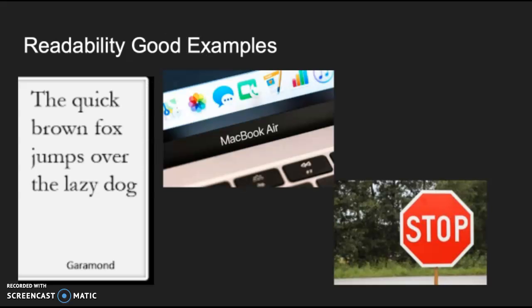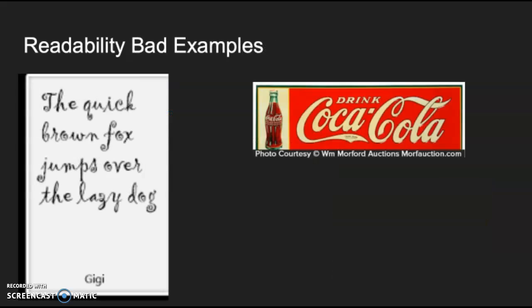First, we have readability good examples, and as you can tell, you can easily read them. You can see the first one: the quick brown fox jumps over the lazy dog, MacBook Air, and then stop. And second, I wasn't able to find a third example, but the quick brown fox jumps over the lazy dog, I believe is what it says.